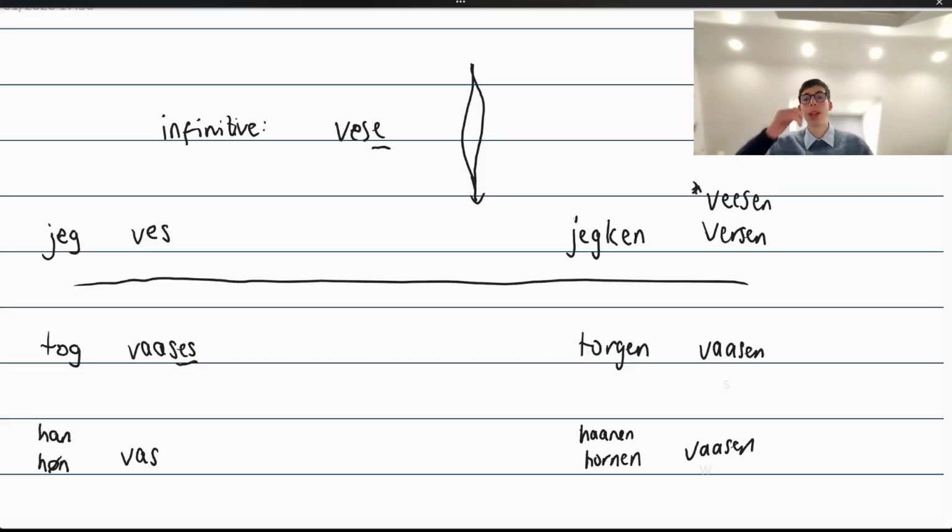So just be careful that the R isn't part of the vowel, it's a separate consonant, versen. And then toyen, varsen, hanen, and hornen, varsen. And obviously these are all suffixes, they're all endings, so they're going to be that sound rather than the n. So it's going to be varsen.